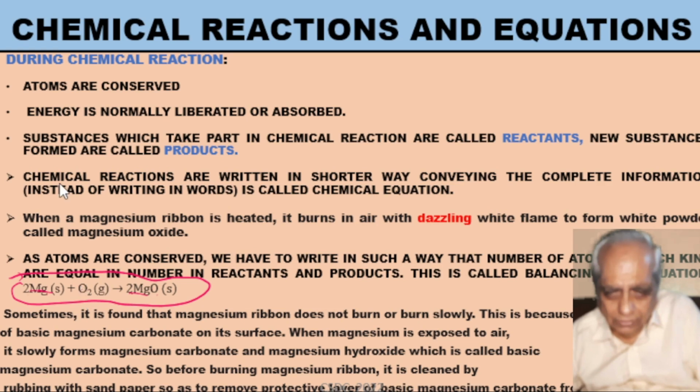So instead of writing in sentence form that when a magnesium ribbon is heated, now I will explain to you, when we are heating, we can put a triangle here. That indicates that we are heating. If we put a triangle above the arrow, it indicates that we are heating. This is the sign that we are heating. And sometimes we even write the temperature or pressure here to indicate the conditions. So when magnesium is heated in the atmosphere, we get magnesium oxide.